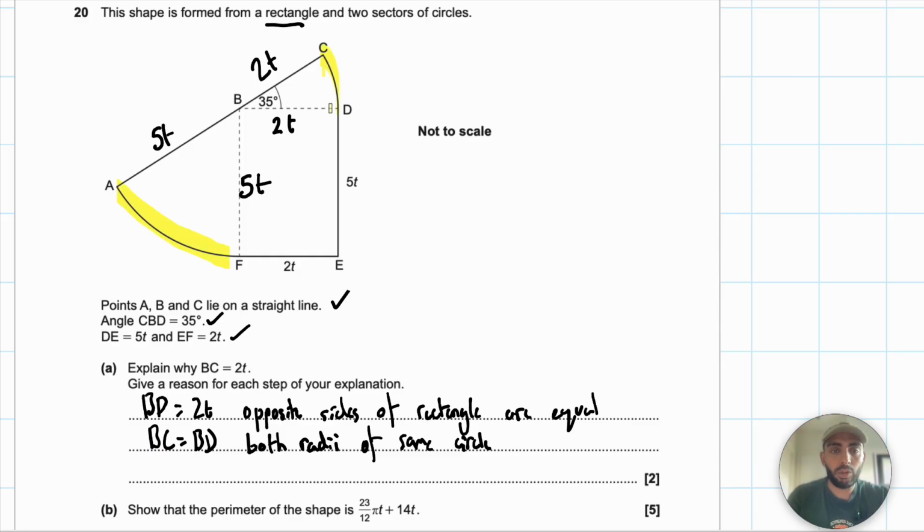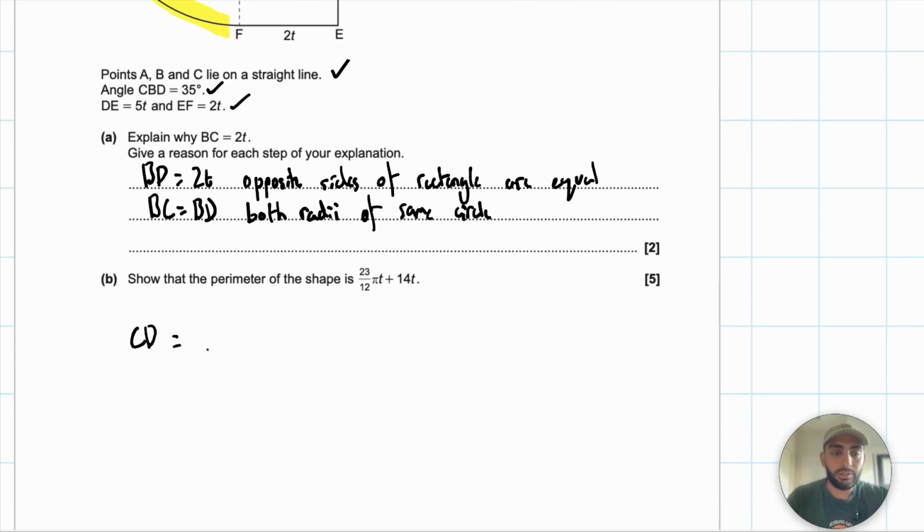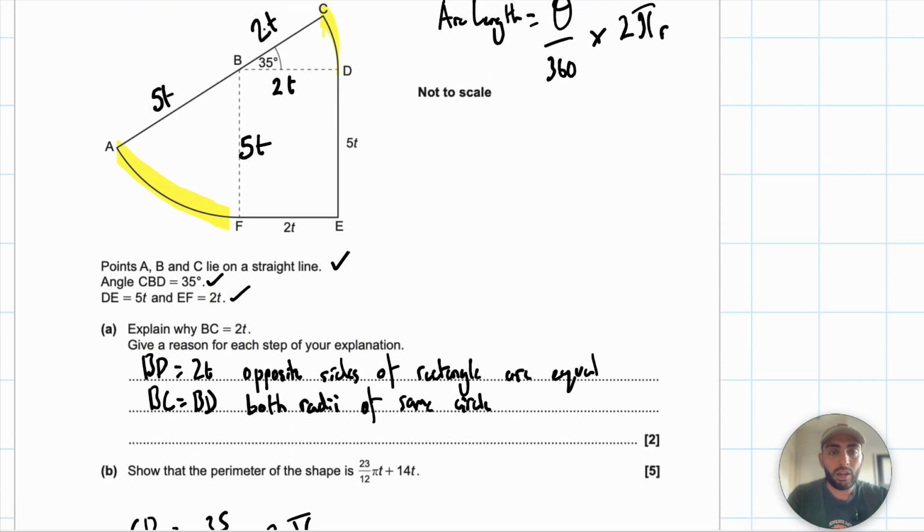Let's first find this smaller one. What's the formula for arc length? It's theta, the angle, divided by 360 multiplied by 2 pi r. And this part is just the formula for the circumference of a circle. So it's the proportion of a circle multiplied by the circumference of the circle. For this CD, we know that the angle is 35, and it's going to be over 360 multiplied by 2 pi times r, and r is 2t.